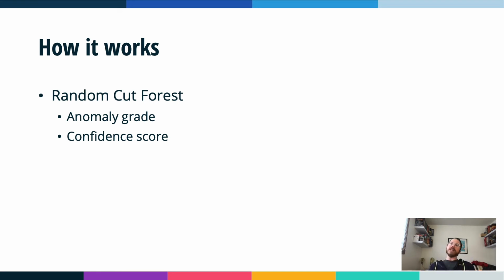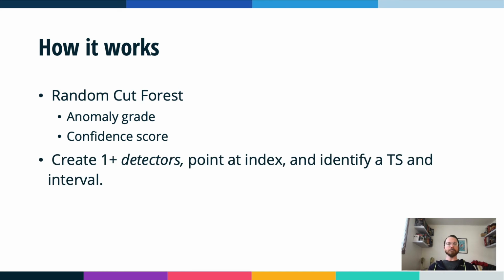And in fact, if you're using anomaly detection, you don't really need to know how the random cut forest algorithm works. But it gives you two different things, the grade and the confidence score. So this basically says how big is it and how confident we are this is weird, right? Those two things can be used to determine what that kind of spike is.